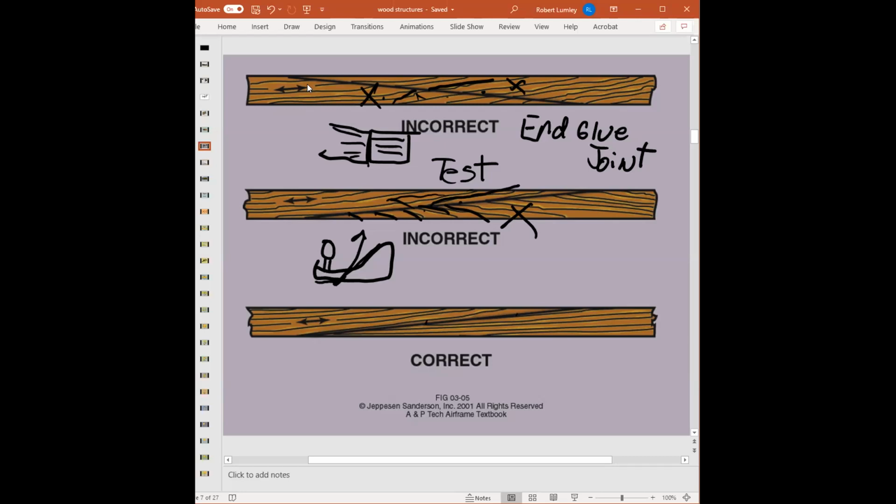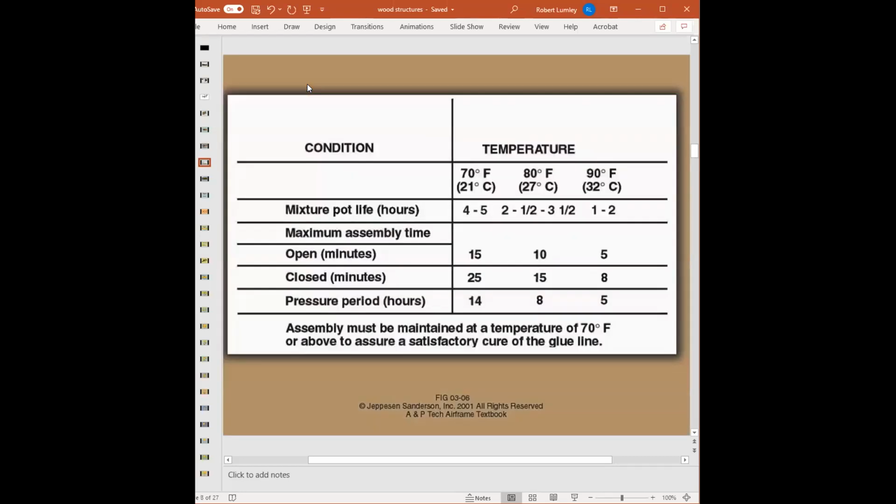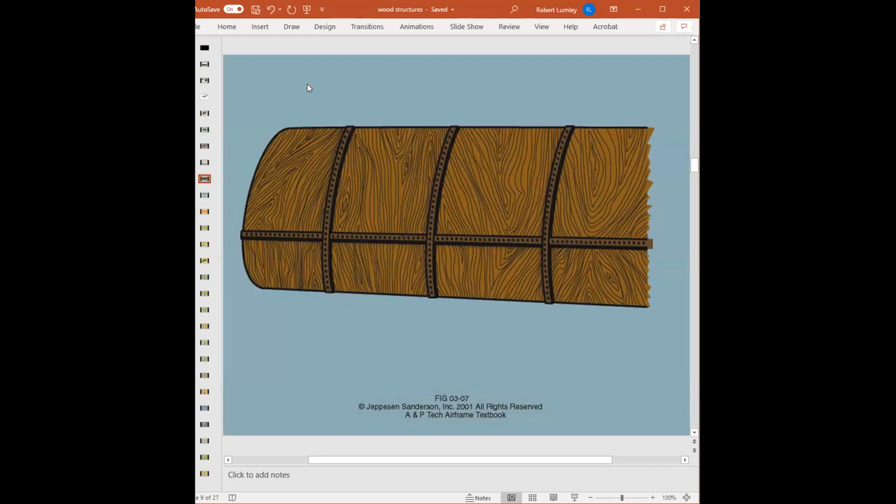This is where then they talk about the pressing time. Once again, we can use clamps and methods of applying pressure. They talk about hand nailing and stuff like that. They show, there's that. Here, this is a wing that has thin plywood as the skin of the aircraft.